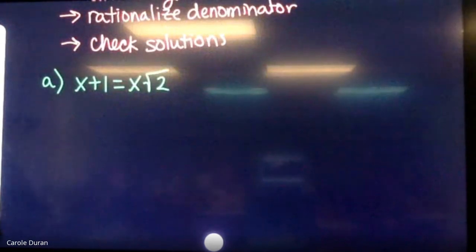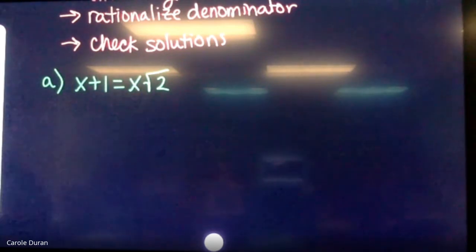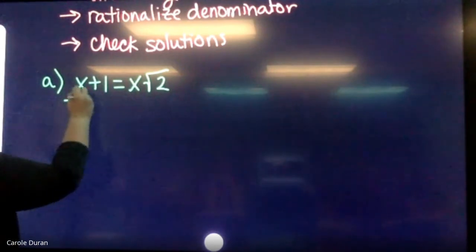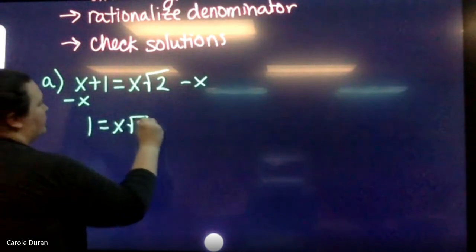So this first one, I have an x on 2 separate sides of the equal sign in 2 different terms. So what is my first step here? What do we write as our first step? Move the terms with the variables together, which means I need all the terms that have an x on it on one side of the equation. Since that one's already over there, we're just going to go ahead and move this one to the right. So when I move it, I subtract it. So now I have 1 equals x times the square root of 2 minus x.